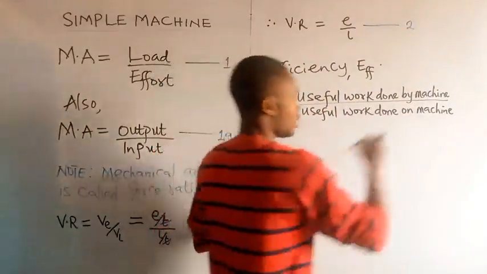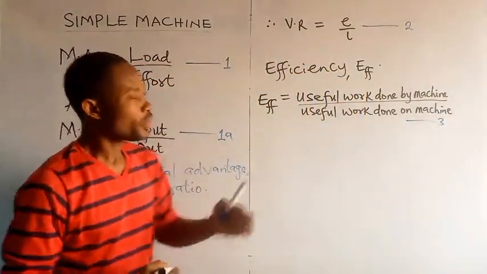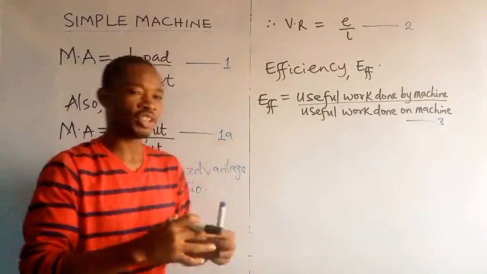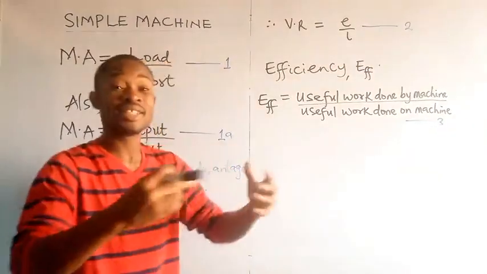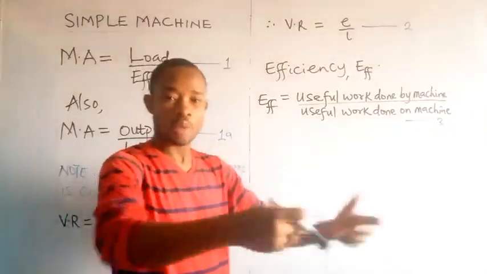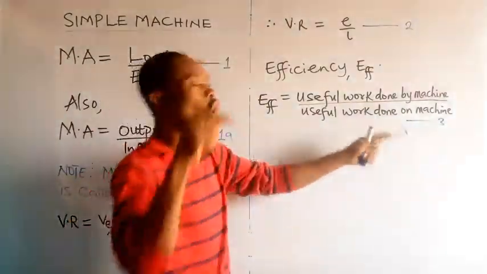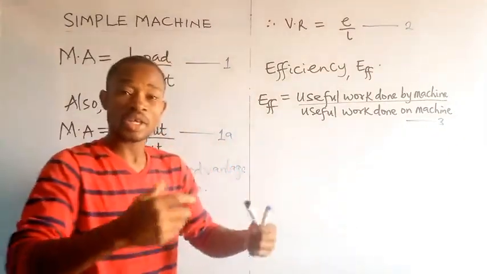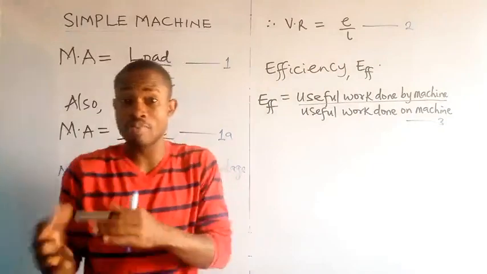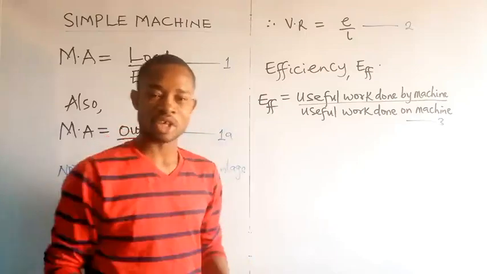We're going to take this as equation 3. Then we can still work on this efficiency formula. The useful work done by the machine, like I said, is the output, where the load comes in, because the machine works on the load. Whereas the useful work done on the machine is the work input, and that is where the operator, the human that is working on that machine, comes in.